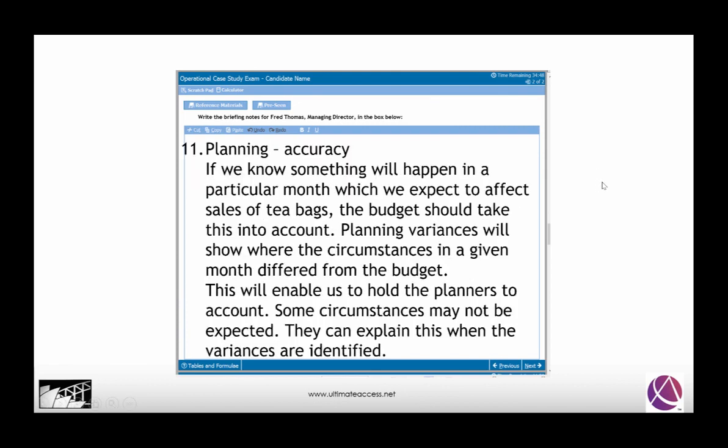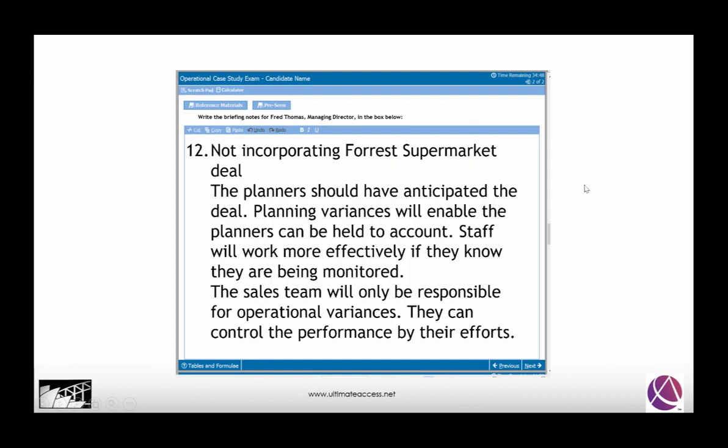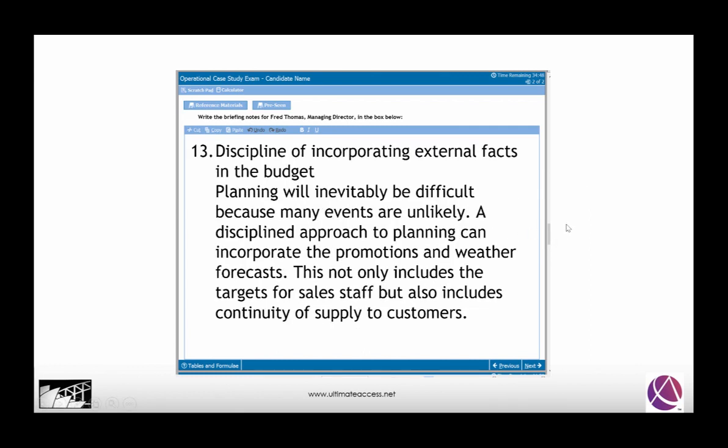Planning accuracy. If we know something will happen in a particular month which will affect the sales of tea bags, then they need to be taking it into consideration so that the plan is as useful as it possibly can be. And then of course this enables us to hold the planners to account, and it means also that we've got these operational variances that don't include planning errors, and then the sales team will only be responsible for the operational variances. And these are things that they can control.